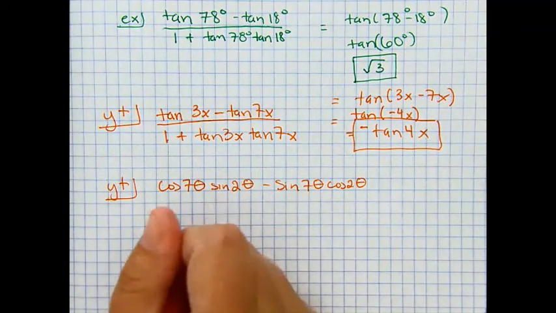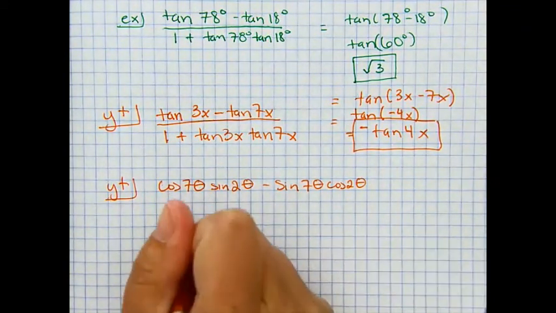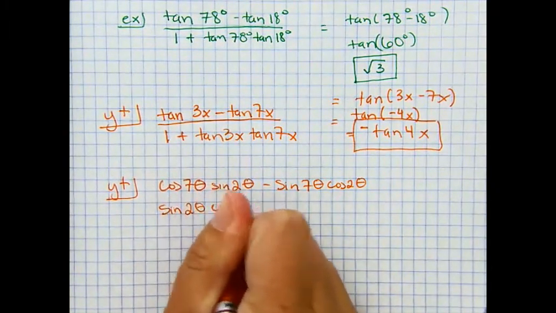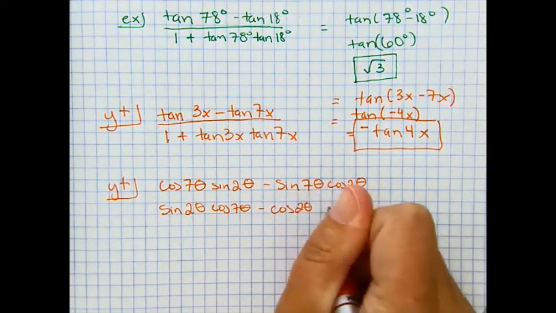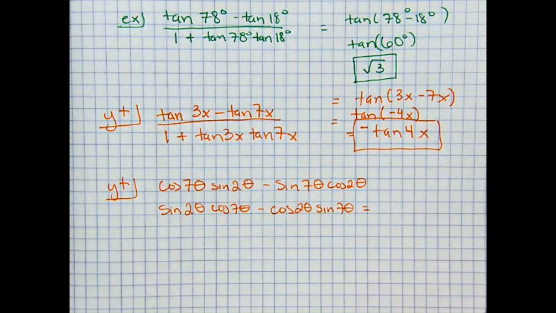So I'm going to rewrite this because when you're multiplying an operation, order doesn't matter. So I'm going to write it as something I know. Sine of 2 theta cosine of 7 theta minus cosine of 2 theta, sine of 7 theta. Oh, that looks so much more familiar.